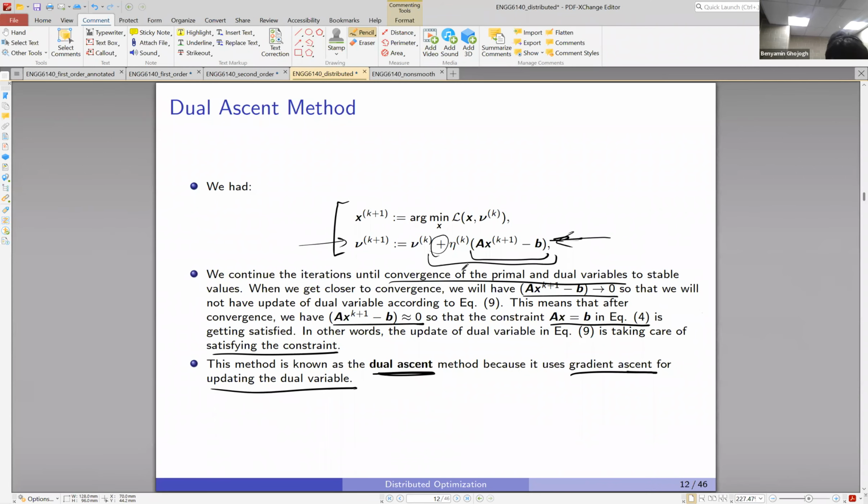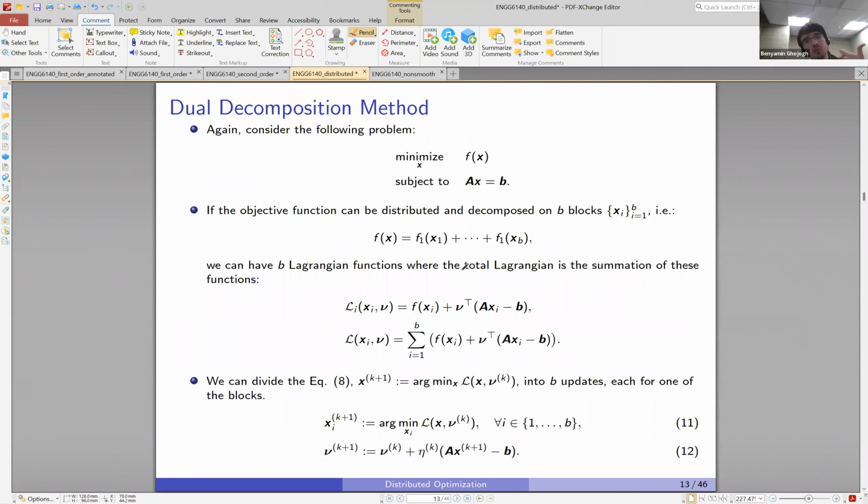Now we have another method, the dual decomposition method. What does it do? Again, consider this optimization problem: minimize f of x subject to Ax equals b. Suppose the objective function can be distributed and decomposed on B blocks or B variables. So let f be written as f1(x1) until fB(xB), something like that.